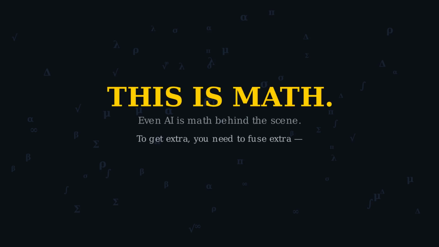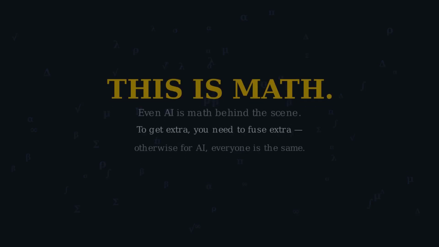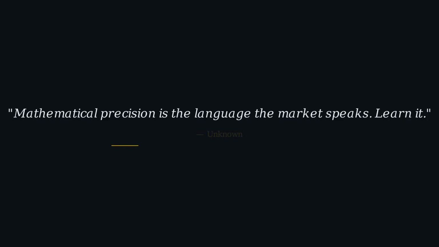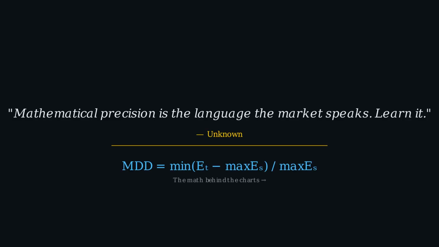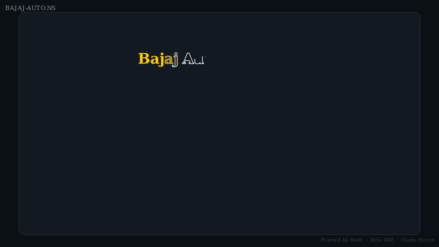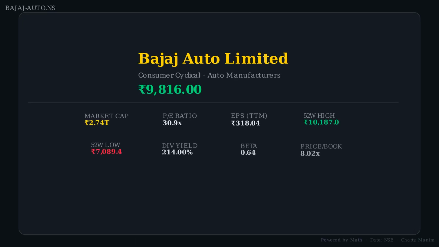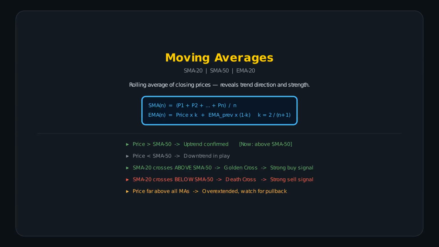This is math. Welcome to the technical analysis of Bajaj Auto Limited. BAJAJ-AUTO.NS is a consumer cyclical company with Rs 2.7 trillion. Over the past 3 years, the stock has gained 157.3%. We will break down 4 key indicators: moving averages, Bollinger bands, RSI, and MACD, because every line on this chart is a formula. Let us start with moving averages, the foundation of trend analysis.